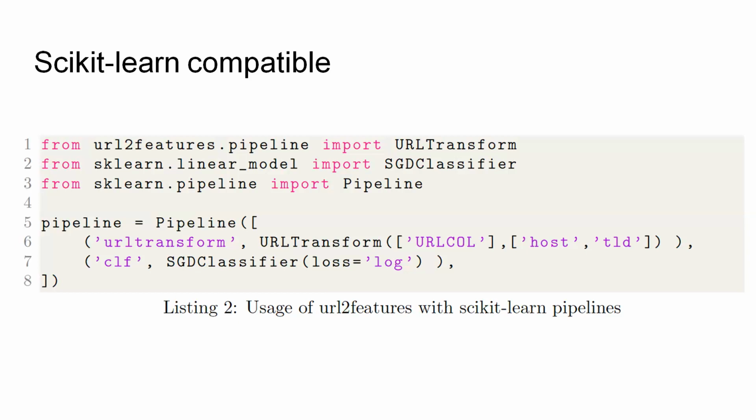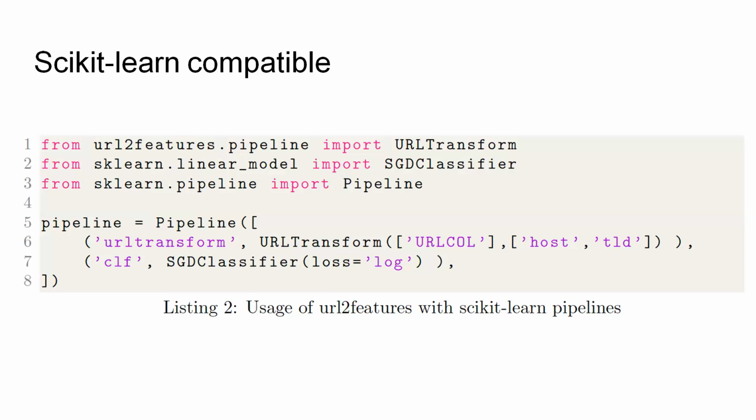So basically what that means is you can import our package and then include these URL transformations in your pipeline. So what I've done here is the same thing I showed on the previous slide, where basically I'm saying give me host and top level domain features. I tell it that its URL col contains the URL. It'll process those features and then it'll feed it into that classifier algorithm at the bottom there.